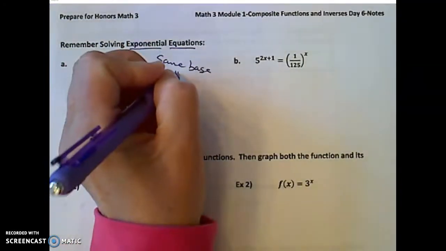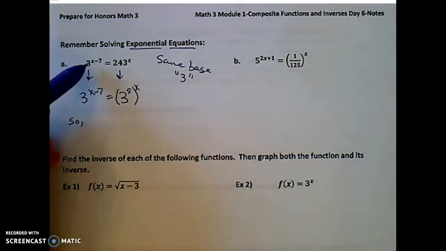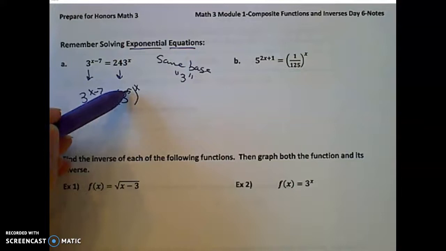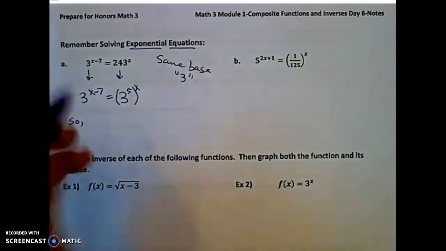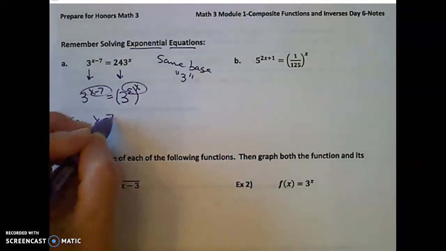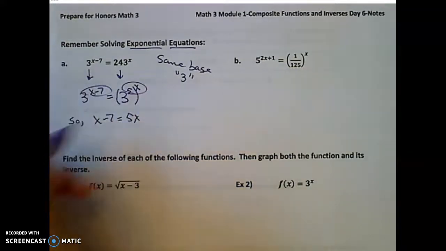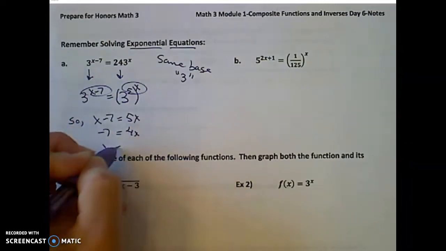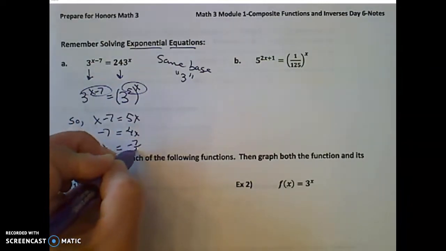Notice that the same base that I get is 3. This is 3 to the x minus 7. I can rewrite 243 as 3 to the 5th raised to the x. That means that I can set my exponents equal to each other, and x minus 7 is equal to 5 times x. I get that 4x is equal to negative 7, and x must equal negative 7/4.